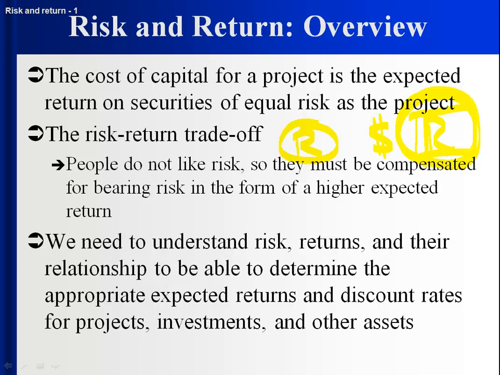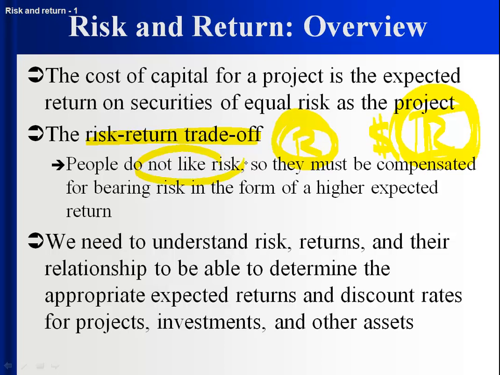By putting our money into the project, we're giving up the opportunity to put it here in the stocks and bonds. And so that is the cost of capital. That's what we use as the discount rate when we're finding NPV. And so that's the appropriate discount rate when we're doing our analysis of projects, valuing assets, and doing that kind of analysis. There's a risk return trade off.